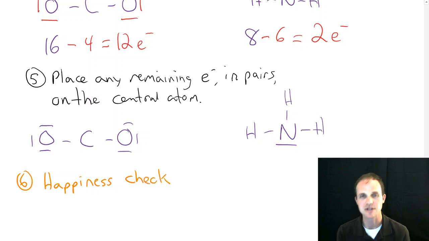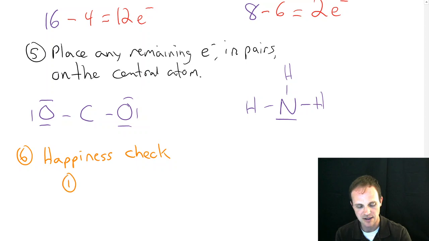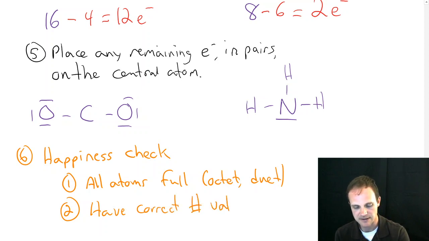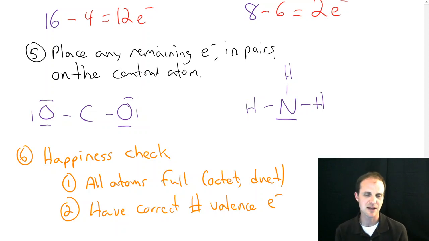Okay, now we're going to do next what I call a happiness check. And what is a happiness check? We want to see if everybody's happy. And there's 2 things to a happiness check. One is all atoms full, right, which is an octet, or in the case of hydrogen, a duet is what they called it. And 2, we have the correct number of valence electrons.